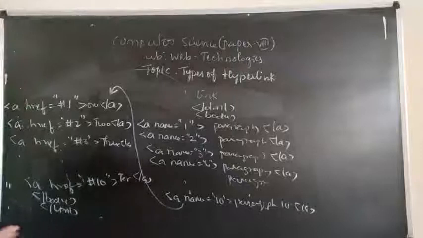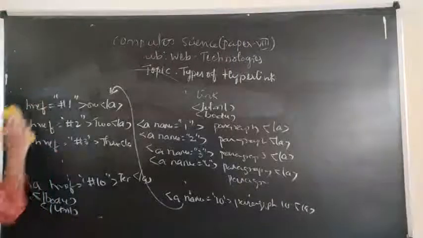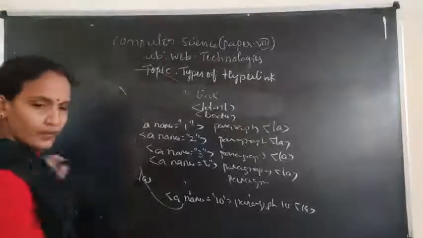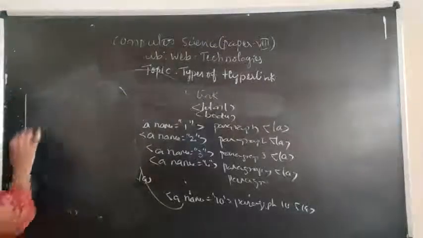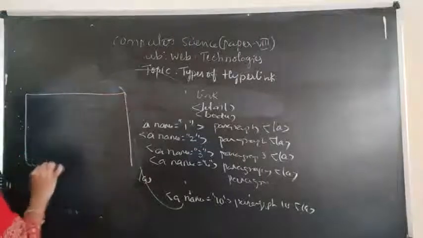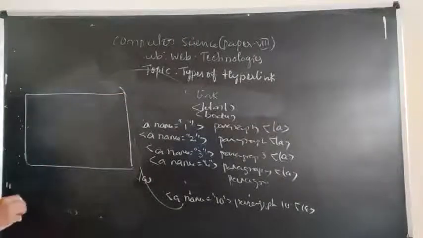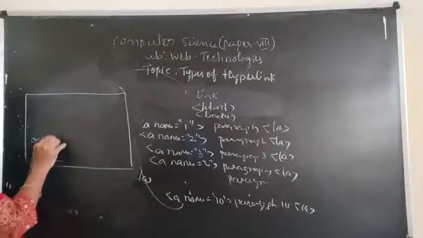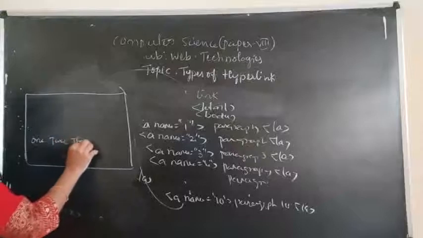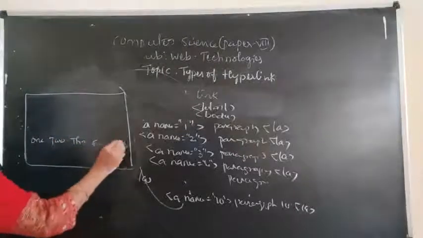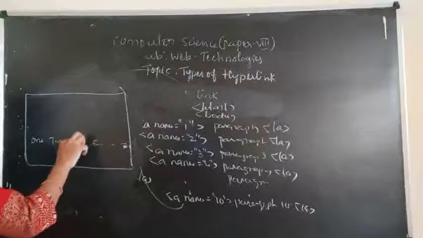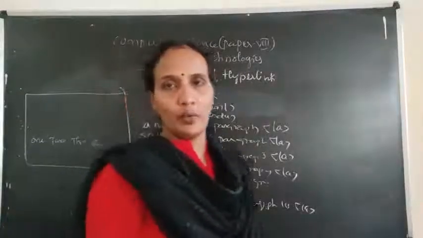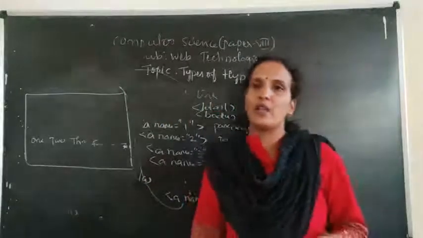Now the program is over. When you execute this file, this is how you will get the output. This is the browser window. In the browser window I have given 10 paragraphs, so you will get 1, 2, 3, 4, 5 up to 10. When you click on 3, the third paragraph will open. When you click on 4, the fourth paragraph will open. When you click on 1, the first paragraph will open.